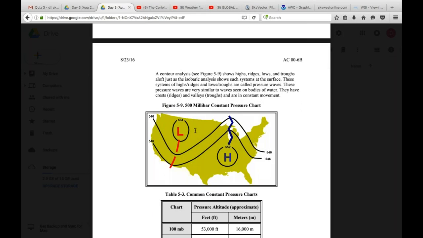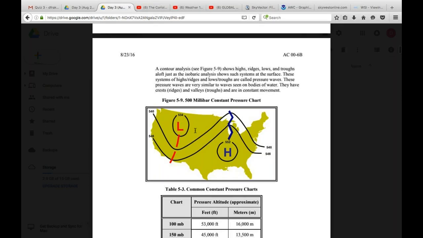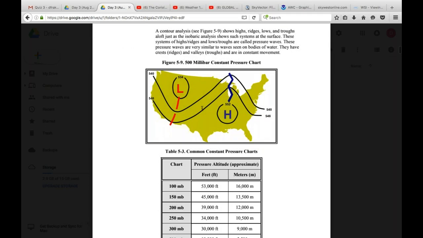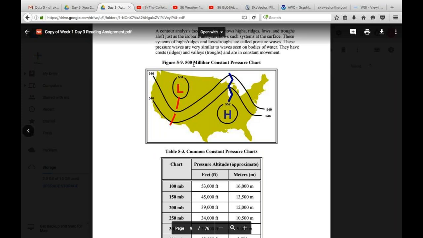So a contour analysis shows highs, ridges, lows, and troughs aloft, just as the isobaric analysis shows such systems at the surface. These systems of highs, ridges, lows, and troughs are called pressure waves. These pressure waves are very similar to waves seen on bodies of water. They have crests, valleys, and are in constant movement.